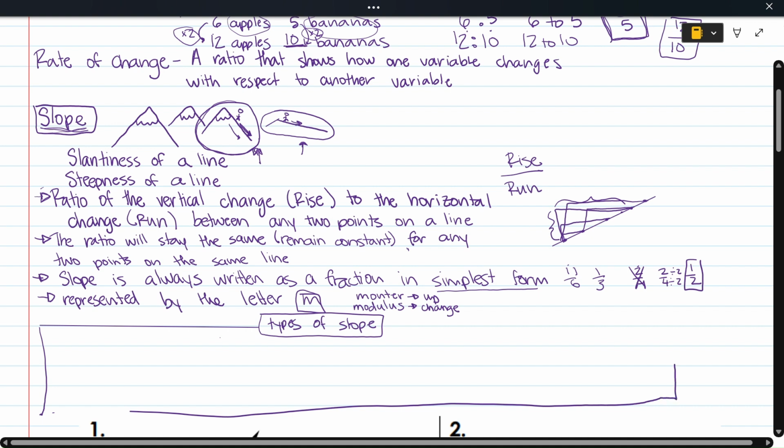I am not an artist, I am a mathematician. So, 4 types of slope. First type of slope that we have is positive slope. I have found that when we're determining if it's positive or negative just by looking at it, I like to think of it as we are going uphill if it's positive.